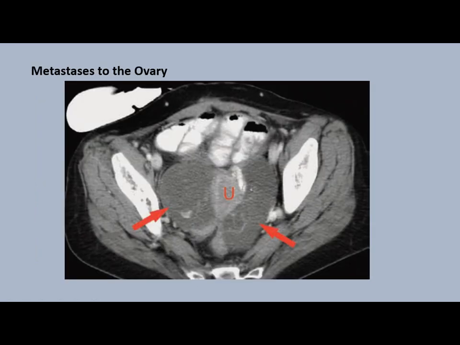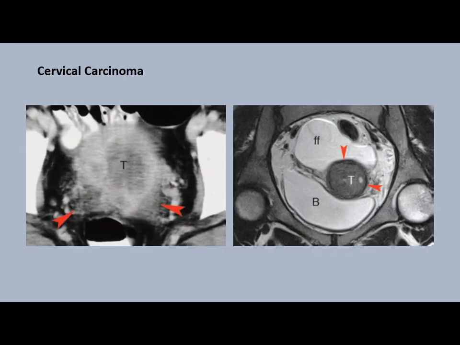Metastasis to the ovary is usually from gastric carcinoma. They are bilateral, called Krukenberg disease.